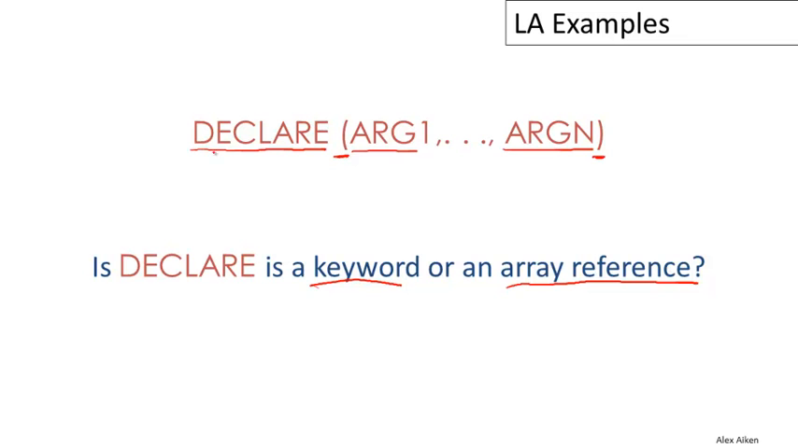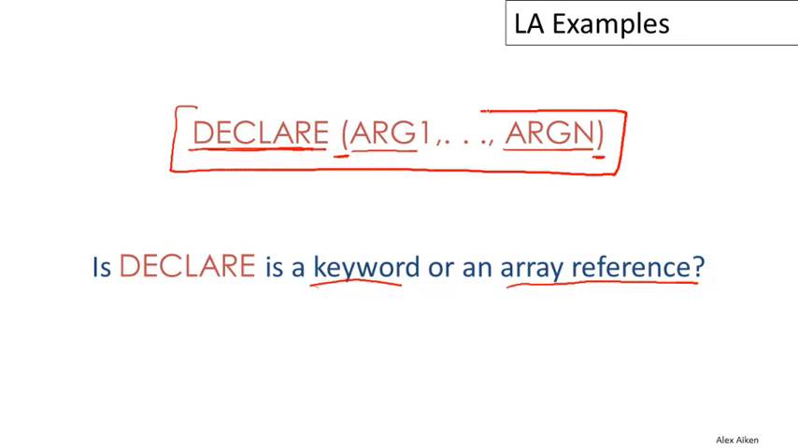Now, declare here could either be a keyword or it could be the name of an array, and these could be the indices to the array. And as it happens, there is no way, looking at just this much, that we can decide. This fragment is a valid declaration, and it's also a valid array reference. So it would depend on what came next.